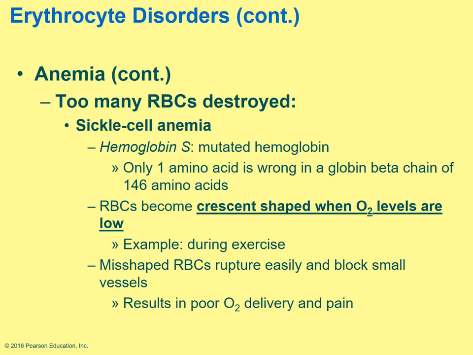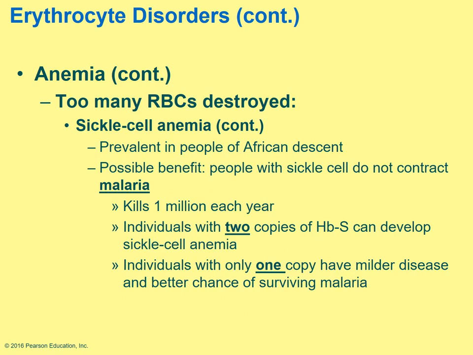So you get that crescent shape, that misshapen cell. It's not nice and round. It's going to have problems going through the blood vessels. Number one, they can rupture easily. They can block up the blood vessels, so now you're decreasing even more the amount of oxygen that can be delivered to the various tissues. It can also be very painful.